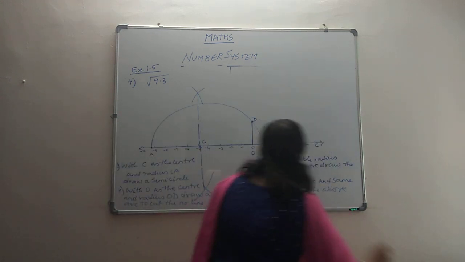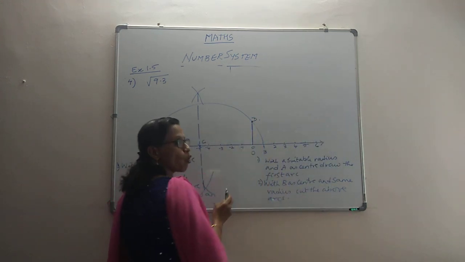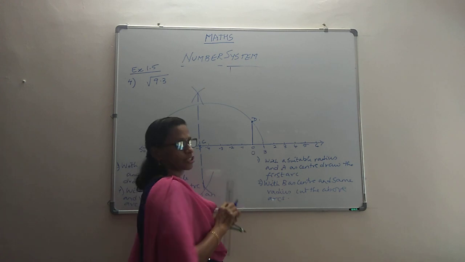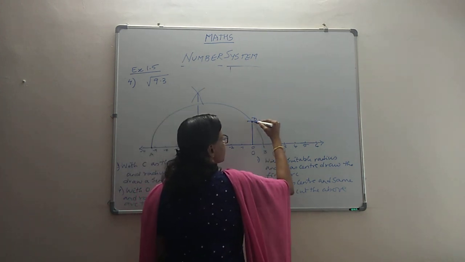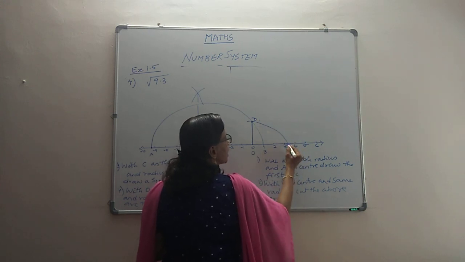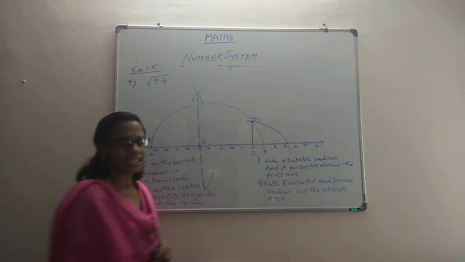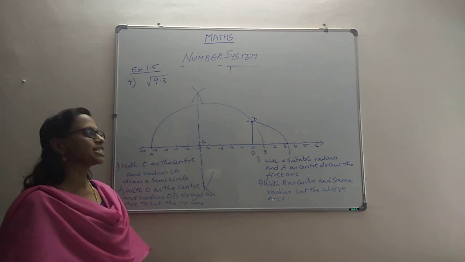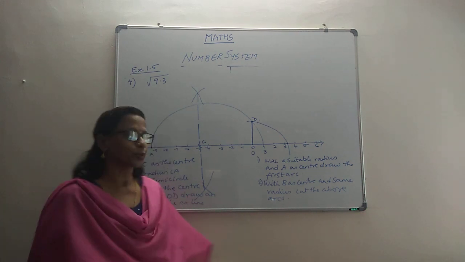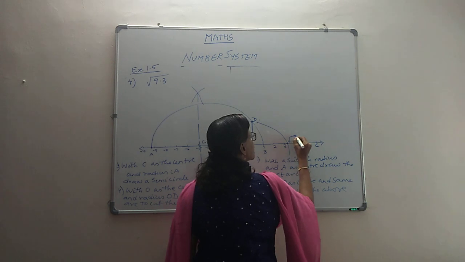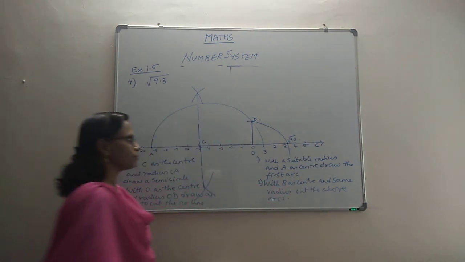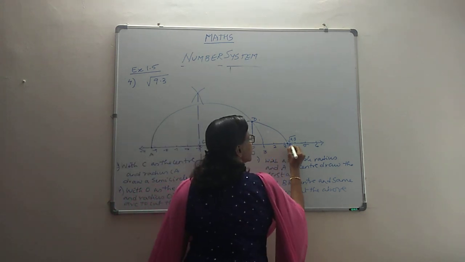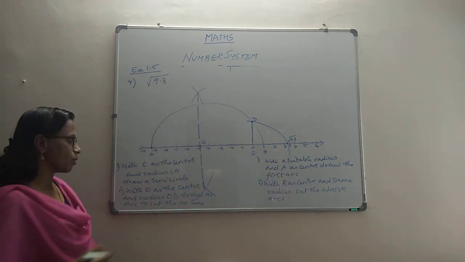You are going to take O as a center and radius OD on your compass and draw the arc. That arc will come and cut the number line at a certain point, and that point will be your required root of 9.3. The place where it cuts the number line will be root of 9.3. If I prefer to call it E, then E will be our required point.